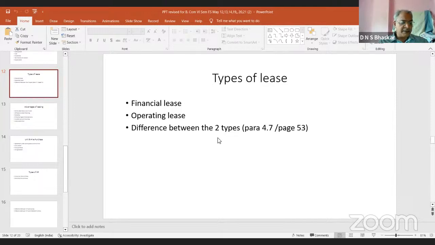The other important point is that any sort of depreciation, any sort of obsolescence, etc., can be claimed in the accounting process by the lessor, whereas the lessee will not have any right over that. But in the case of operating lease, it is different.